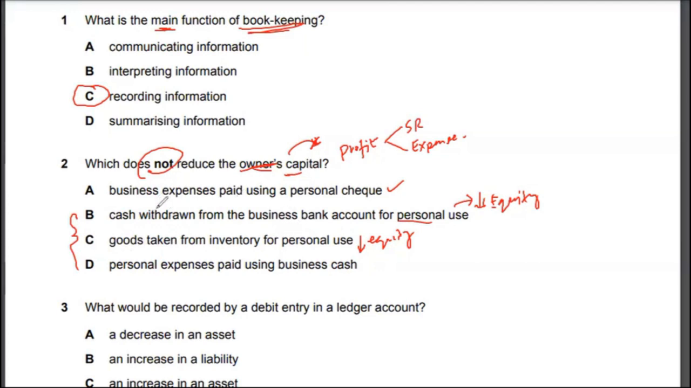So the correct answer to multiple choice two would be option A, business expenses paid using a personal check. What this is saying is that the owner of the company is paying for business expenses using personal money, from a personal bank account. This is not going to impact the business. Because it doesn't have any impact, it's not going to reduce owner's capital. So the correct answer to multiple choice two would be option A.